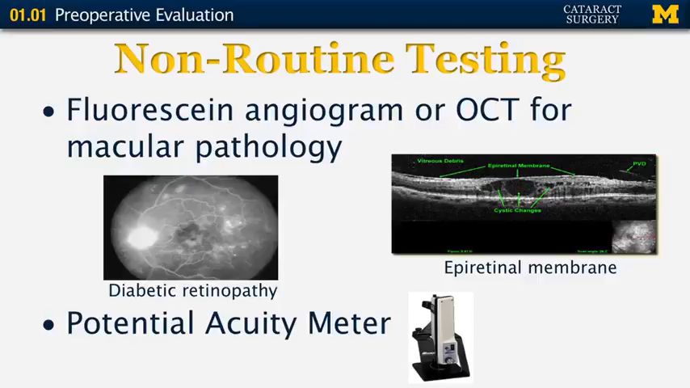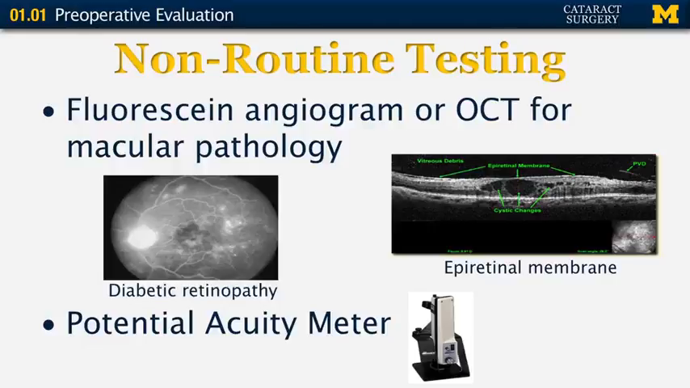Also non-routine testing would be fluorescein angiography or an ocular coherence tomography for macular pathology. This could be used in macular degeneration, looking for choroidal neovascularization, diabetic retinopathy, checking preoperatively for macular edema, or something like an epiretinal membrane. We'd want to know prior to the cataract surgery whether there is any edema present.